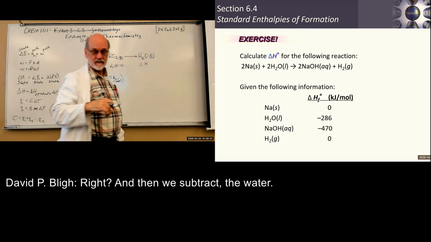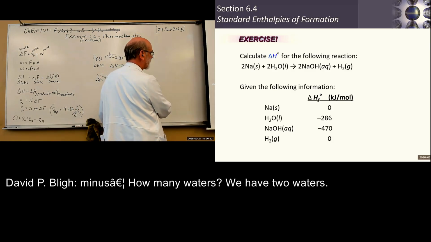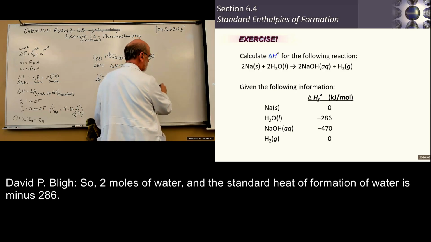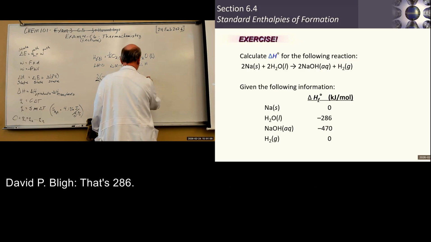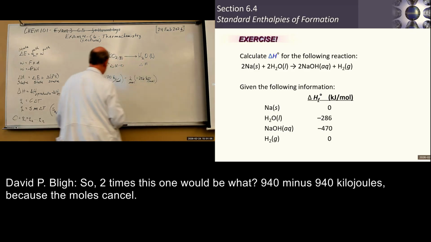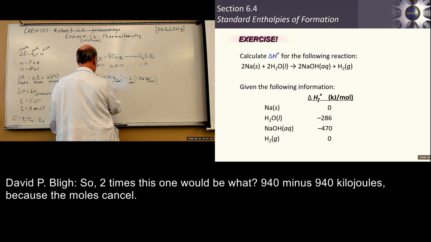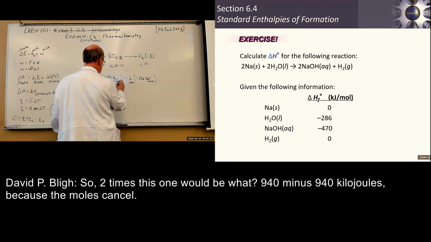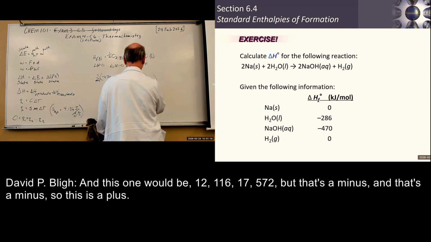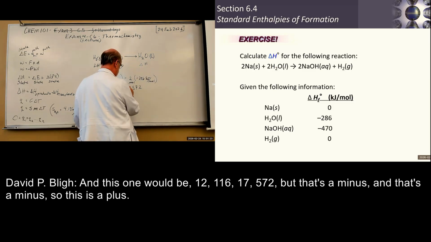And then we subtract the water, minus how many waters? We have 2 waters. So 2 moles of water, and the standard heat of formation of water is minus 286. That's 286 kilojoules per mole. Okay? So 2 times this one would be what? 940, minus 940 kilojoules, because the moles cancel. And this one would be 12, 16, 17, 572. But that's a minus and that's a minus, so this is a plus.